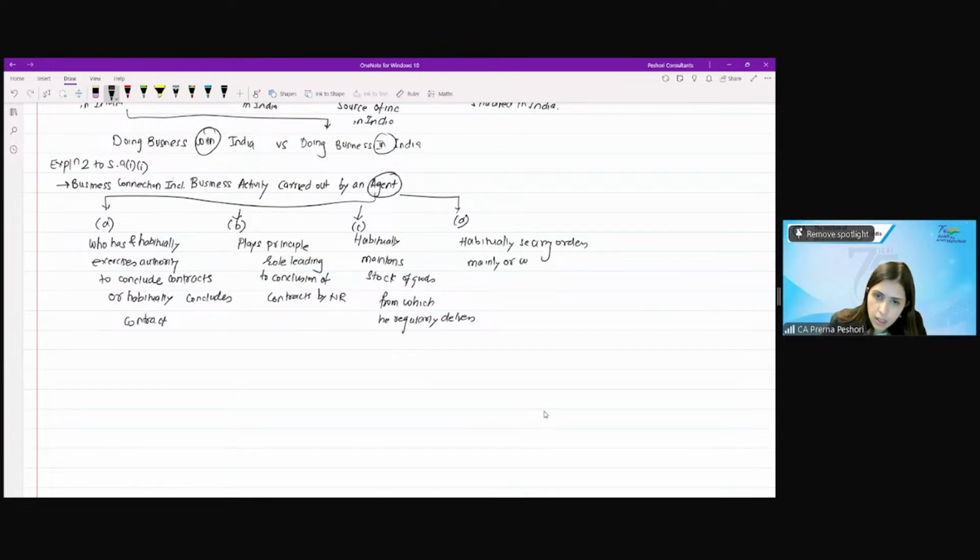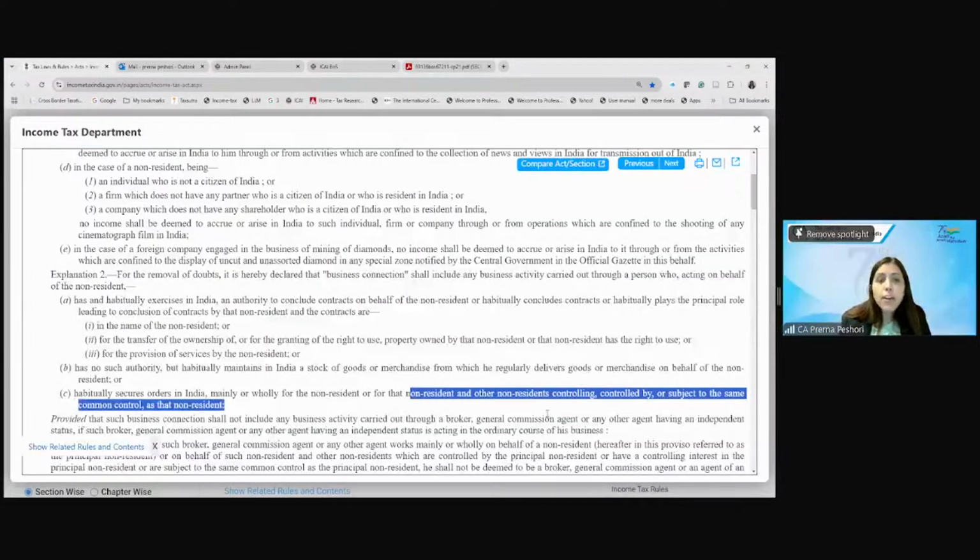Mainly or wholly for the non-resident. So mainly or wholly means that, if he's an agent, more than 90% of his activities are focused towards securing the orders for one non-resident. He will constitute the agent.